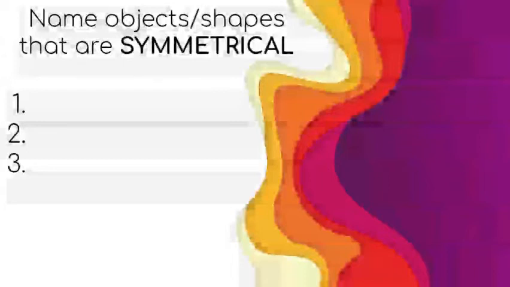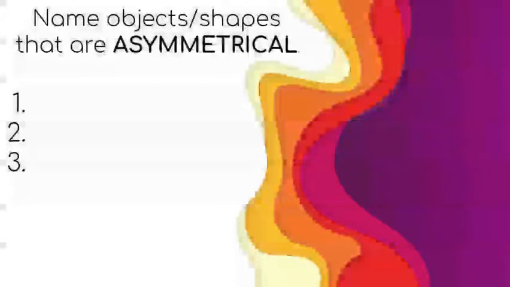Take a moment, pause the video, and think of 3 objects or shapes that are symmetrical. Take another moment, pause the video, and think of 3 shapes that are asymmetrical.